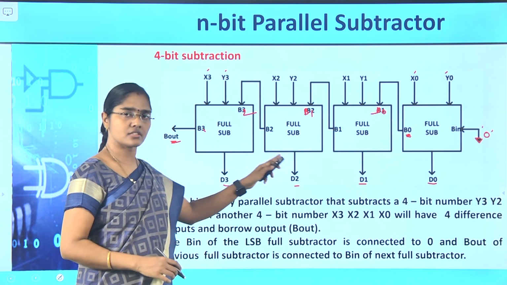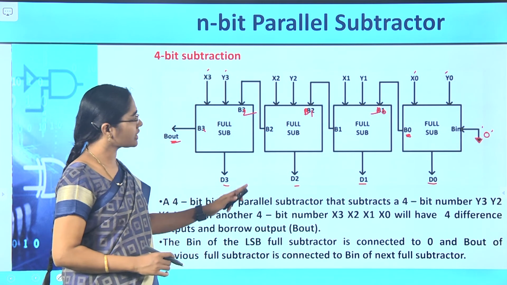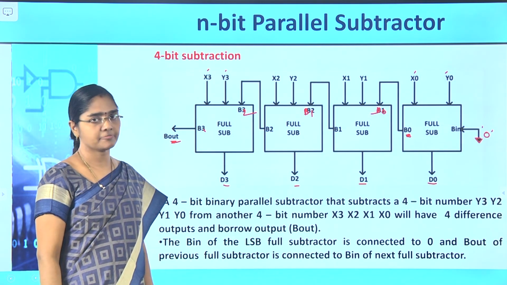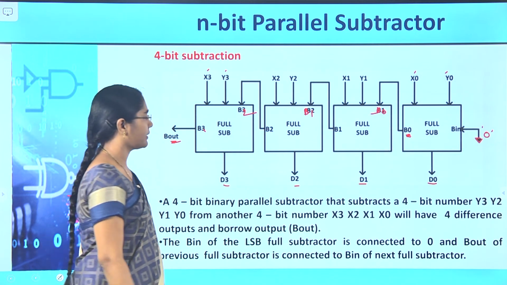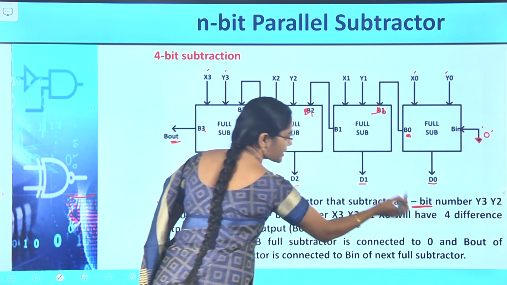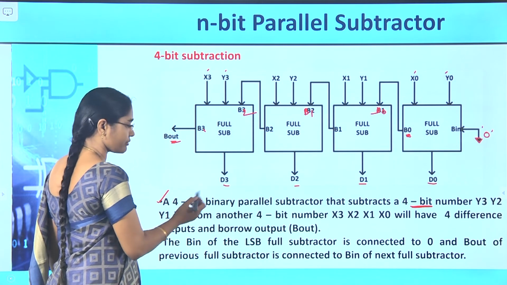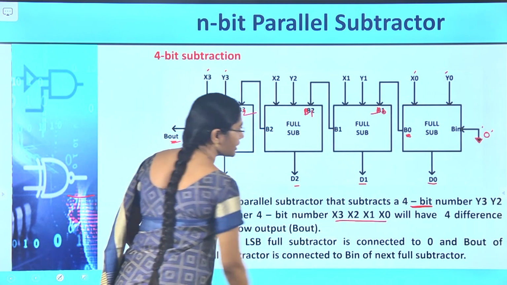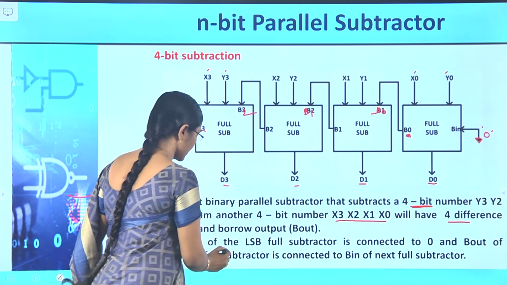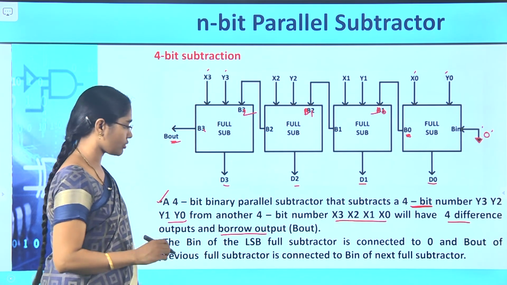So like this, an n-bit parallel subtractor will be implemented. This logic diagram performs subtraction of 2 n-bit numbers simultaneously. And here we see a 4-bit binary parallel subtractor that subtracts a 4-bit number y3, y2, y1, y0 from another 4-bit number x3, x2, x1, x0, and will have 4 difference bits, D0 to D3, and 1 borrow out.